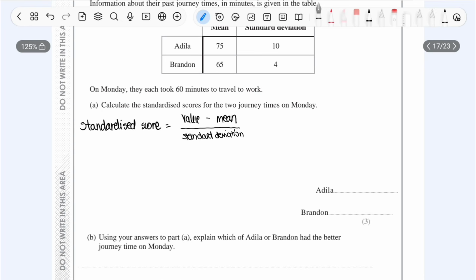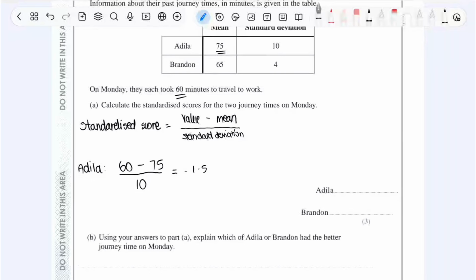So we need to actually calculate the standardized scores for each of the two journey times. Let's do it for Adila first. I'll double check, but I think you need to remember this formula. I don't think it's given in the formula book or anywhere else. The value for both of them was 60. So we do 60 minus the mean, which for Adila was 75, divided by the standard deviation, which was 10. Typing it into the calculator, we get negative 1.5.